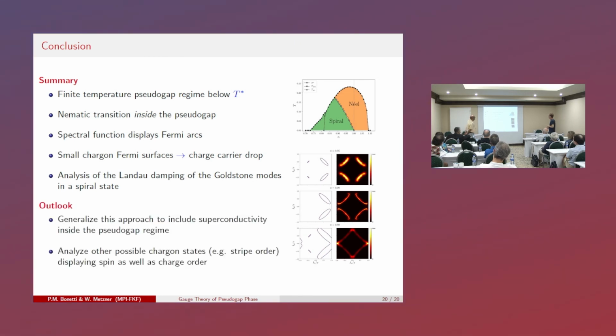Yeah, I didn't talk about this outlook. Of course, one would like to maybe put in now the superconductivity, analyze maybe also stripes, and more importantly, maybe we would also like to go to strong coupling. We know already how to do it via DFT, but we still need to develop some technicalities for that. All right, so thank you very much for your attention.